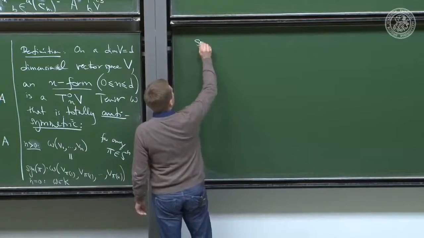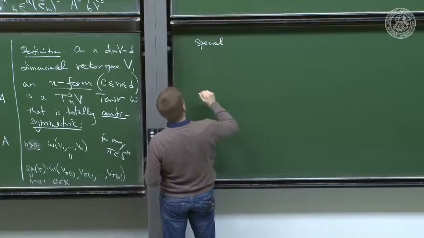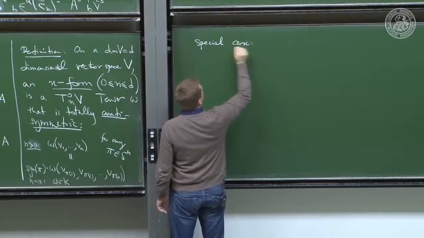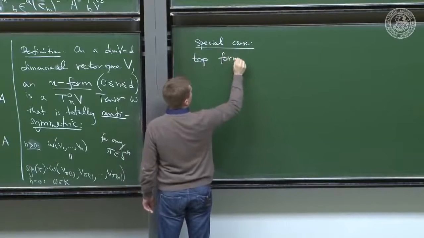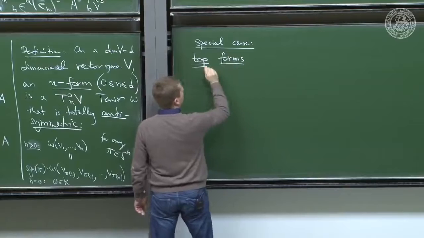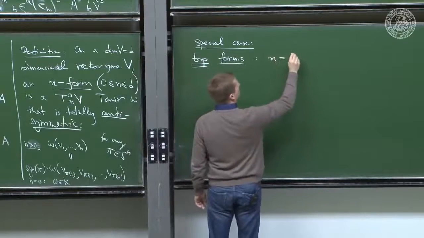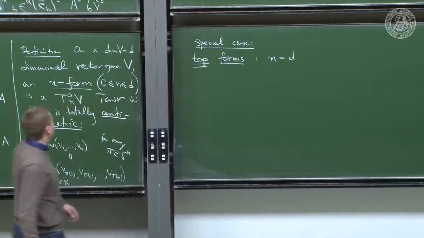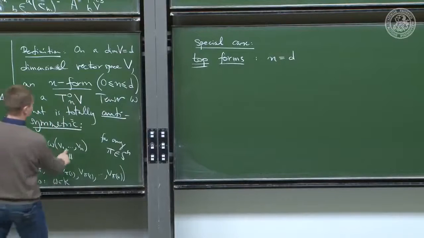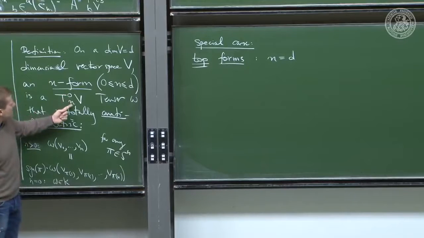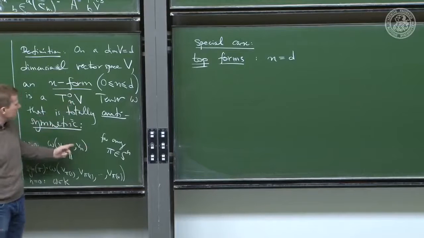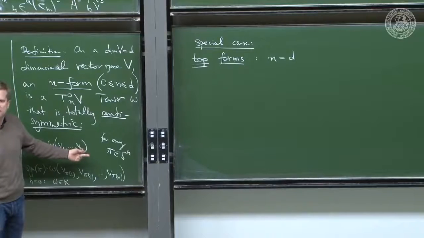And then a special case of this are the so-called top forms. What's so top about the top forms? The top thing is they have the top rank: you have a form that has as many entries as your vector space has dimensions. Couldn't you consider a d plus 1 tensor? You can. There are tensors that have more entries than the dimension of the vector space, right?